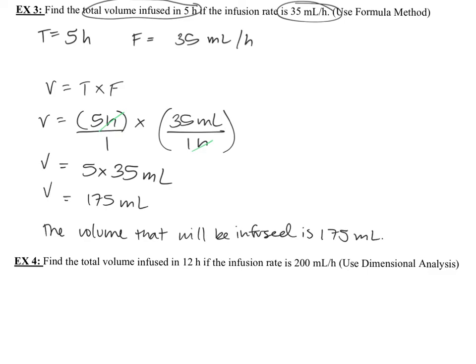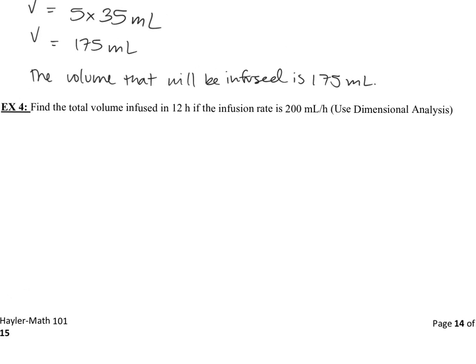Okay, actually this is the last example. Find the total volume infused in 12 hours if the infusion rate is 200 milliliters per hour. And we're told to solve using dimensional analysis, so not the formula which we used above. Okay, so first thing we want to make sure is that the units are all correct. So is the time unit in hours? Yes, it is. And is the flow rate unit in milliliters per hour? Yes, it is. So we have no need to convert any of them.